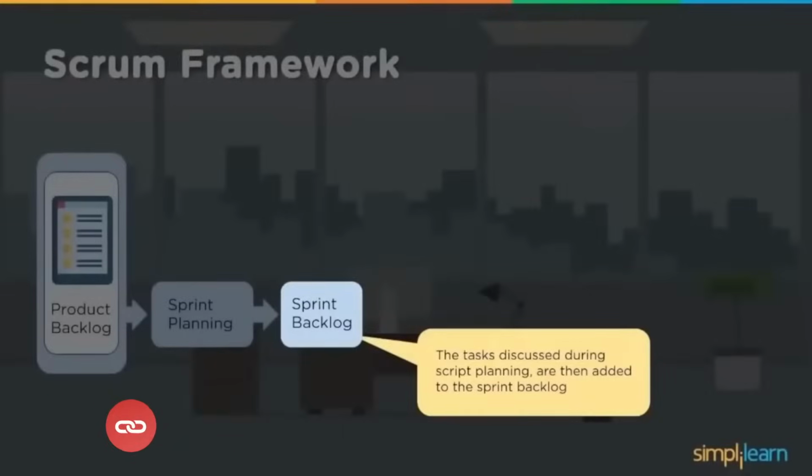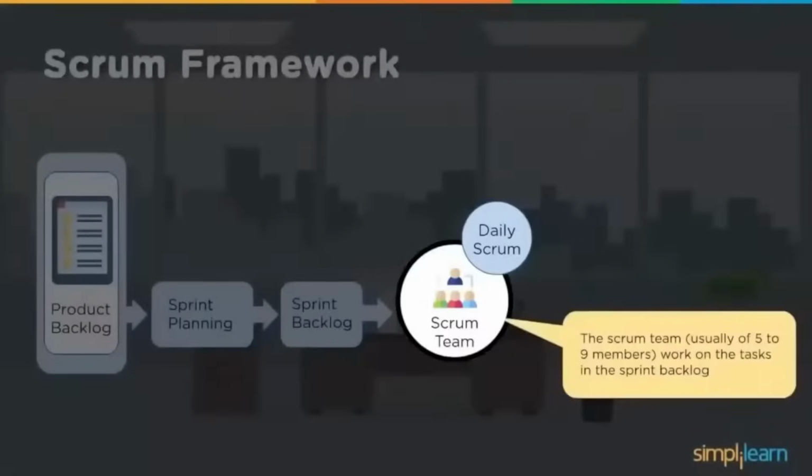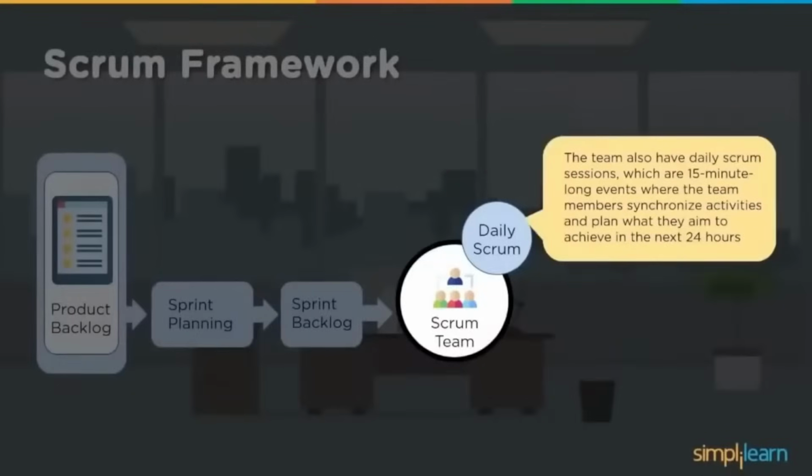What goes in the sprint backlog? As part of the time-boxed iteration, the sprint, the deliverables should happen. Now the Scrum team, which is a self-organizing team, as we mentioned, maybe 5 to 9 members, works on the tasks in the sprint backlog, and they also have daily scrums where the team also discusses for 15 minutes.